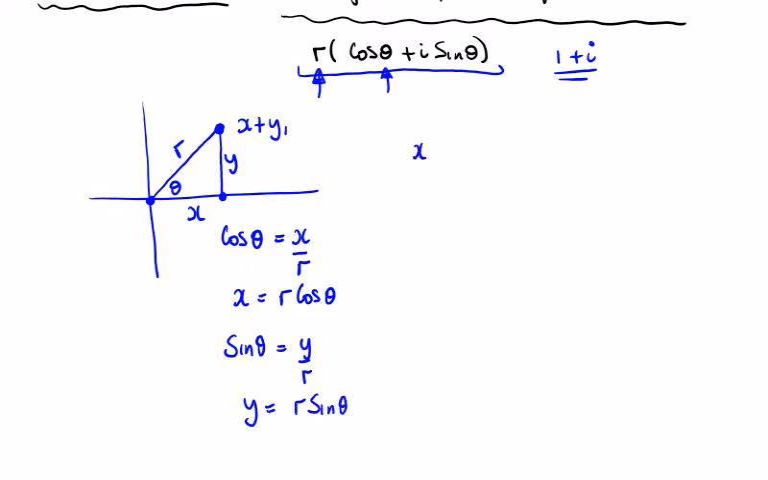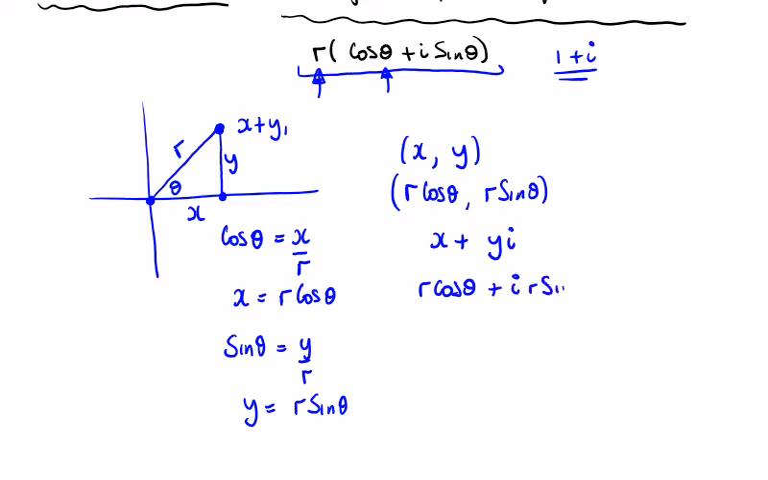So if this point was an x and a y, it will be r cos theta and r sine theta. But because we write our complex numbers in the form x plus yi, this complex number is r cos theta plus i times r sine theta. And if we factor out our r, we're going to get the polar form of a complex number, which is r times the cos of theta plus i times the sine of theta.